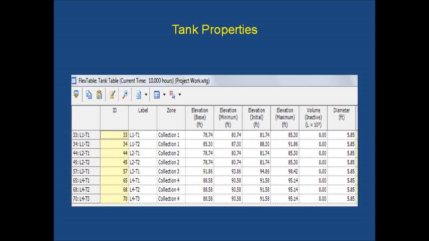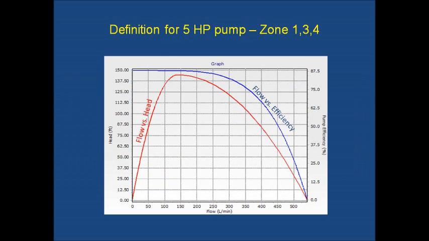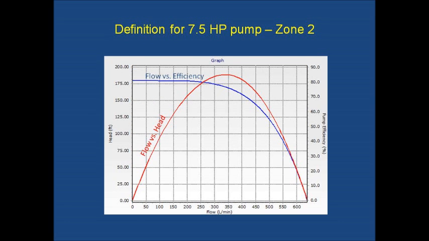Tank properties. In the tank properties, we have elevations, volume and diameter of the tank. In the pump properties, we have the elevation and the status. The initial status is on. Definition of the 5 horsepower pump used in zones 1, 3 and 4: you can see the flow versus efficiency curve and flow versus head curve. Similarly, for the definition of the 7.5 horsepower pump used in zone 2, the curve is drawn.